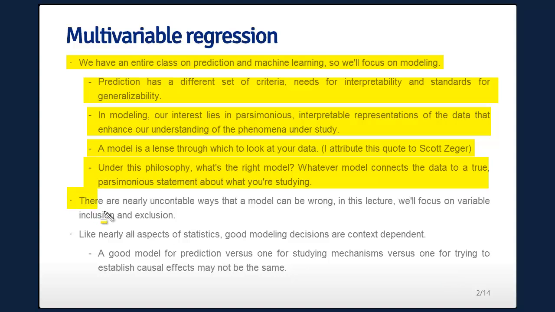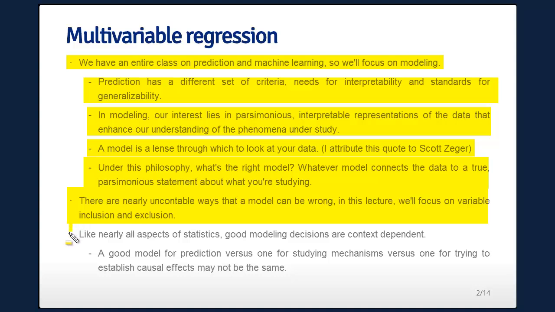There are so many ways that a model can be wrong. You can have the sampling assumptions wrong. You can have the distributional assumptions wrong. You can have the linearity wrong. You can have which covariates are included or excluded wrong. There's a lot of ways. So we're just going to talk about, in this lecture, variable inclusion and exclusion.